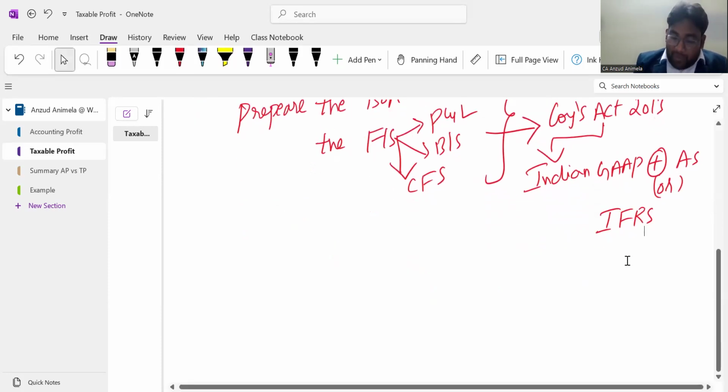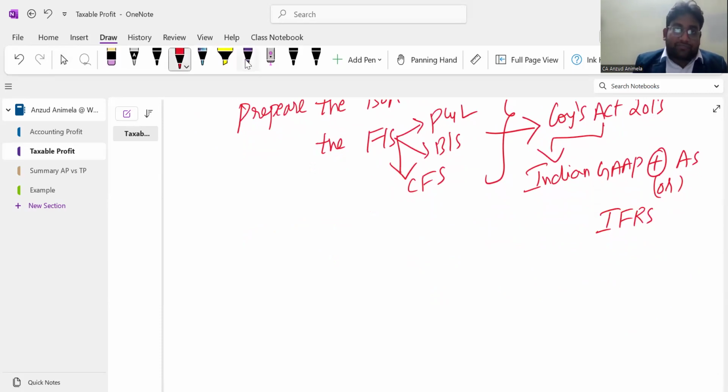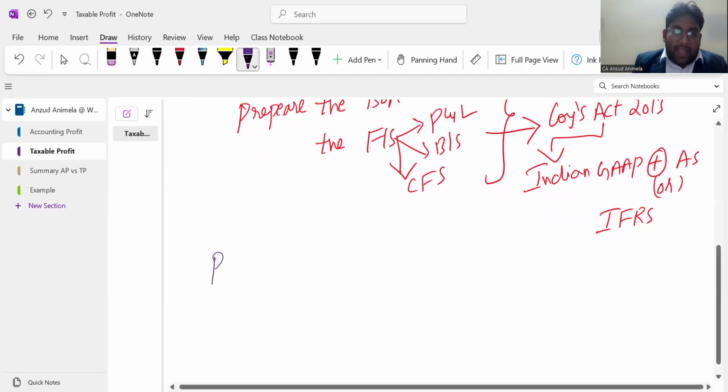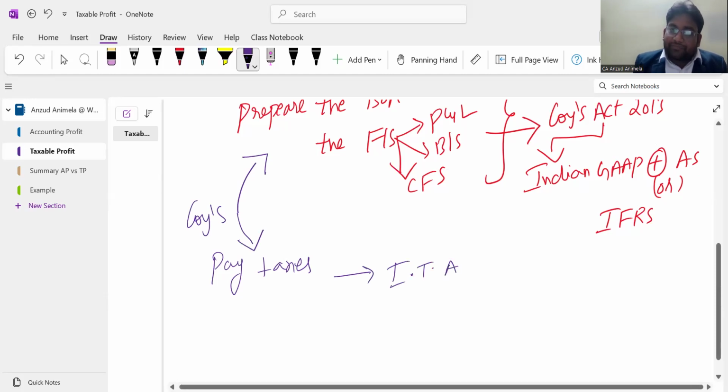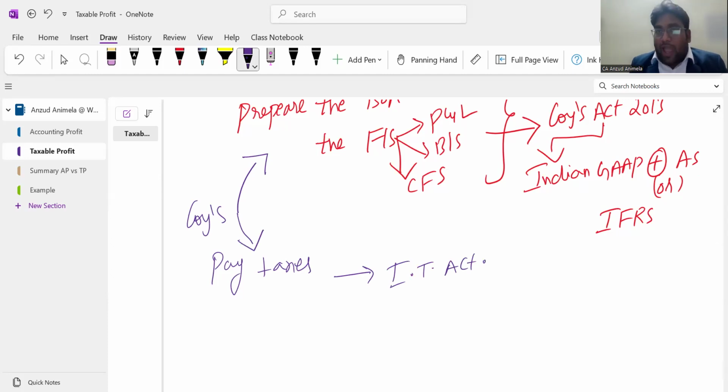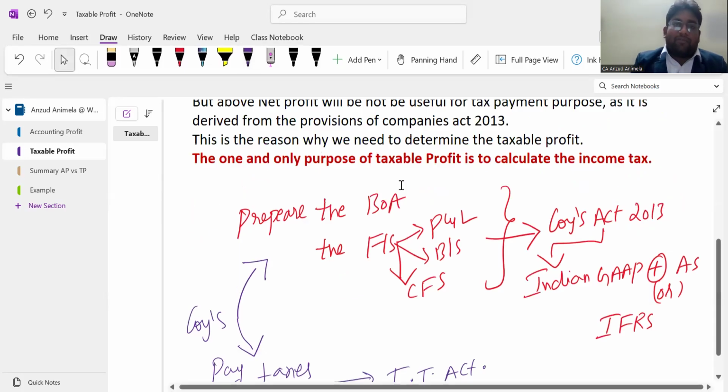When you pay taxes, the same company, when they prepare books, has to follow the Companies Act. When the same company pays taxes, they have to follow the Income Tax Act. That means, unfortunately, any company in India has to follow two acts. One is for maintenance of books, for the purpose of providing information to investors, and one is for the payment of taxes.